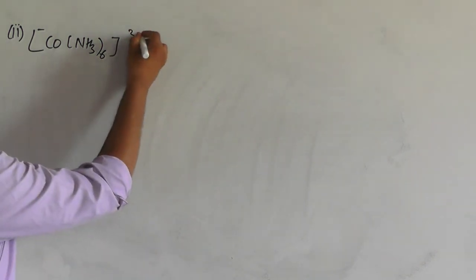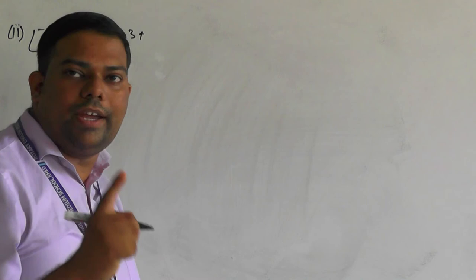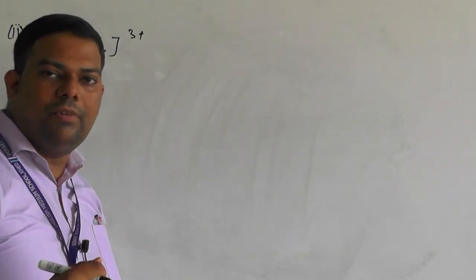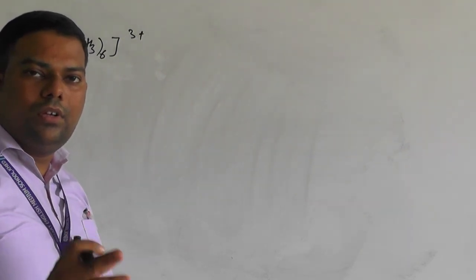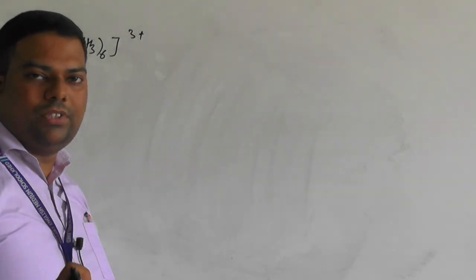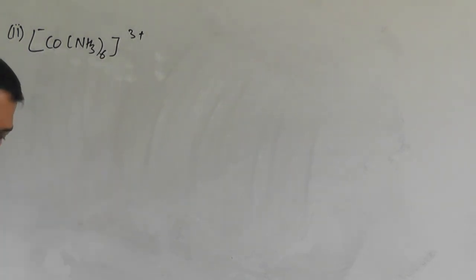[Co(NH3)6]3+. Here, you can write the IUPAC name. You have to go step by step in your notebook and follow these steps. First the IUPAC name, then we have to find the oxidation number.